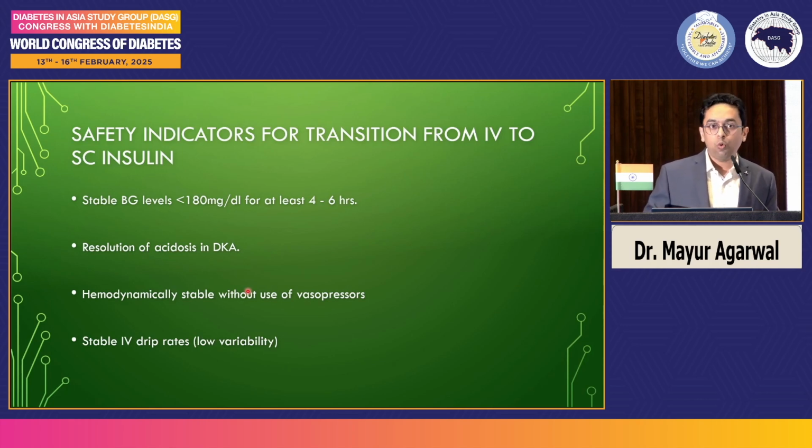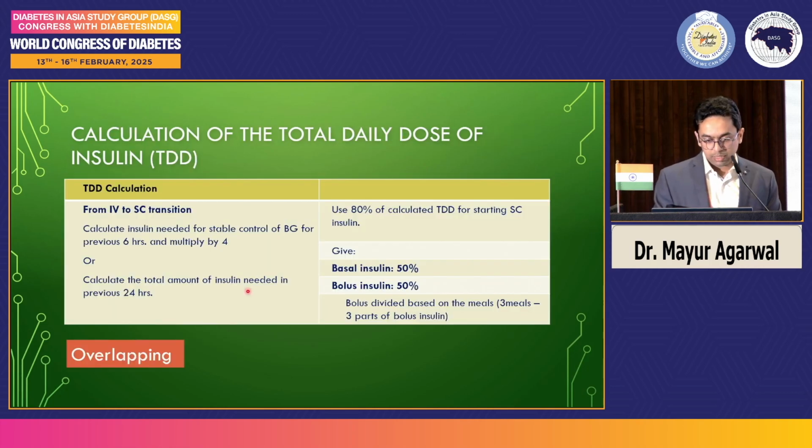Okay. Now, what is a very, very important thing is overlapping. I have already told you IV insulin will work just for 3 minutes. So, as soon as you stop, the sugars will keep on rising. So, you have to overlap for 20 to 30 minutes: you give the subcutaneous insulin, you continue your IV insulin, and after 20 to 30 minutes you stop your IV insulin. Okay? So, that needs to be done.